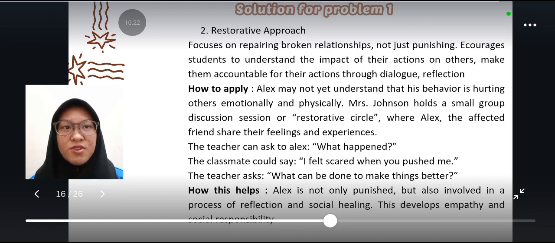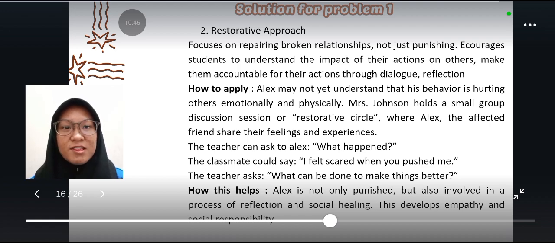Restorative approach: focus on repairing broken relationships, not just punishing. Encourage students to understand the impact of their actions on others. How to apply? Alex may not yet understand that his behavior is hurting others emotionally and physically. Mrs. Johnson holds a small group discussion session where Alex and the affected friends share their feelings and experience.